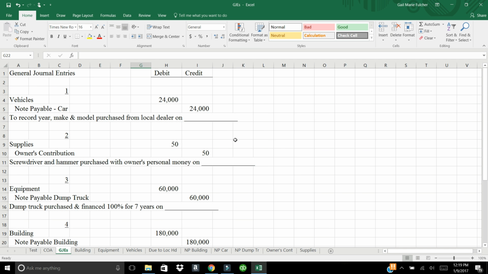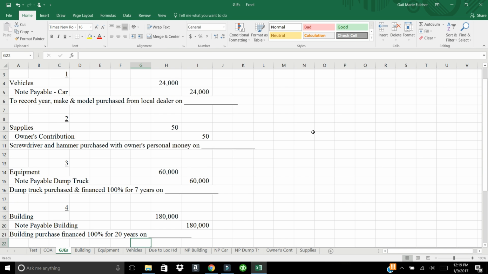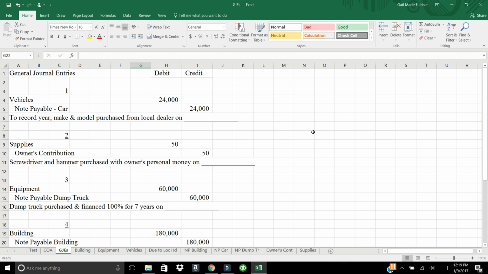I know in the video I showed you to put a general journal entry on one sheet, but if you only have a couple of transactions for each journal entry, it's okay to do it this way, numbered 1, 2, 3, 4, as you see here. Either way, if you did one sheet for each entry, that's absolutely fine.